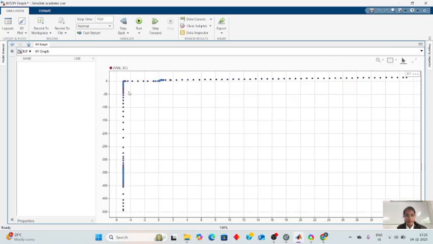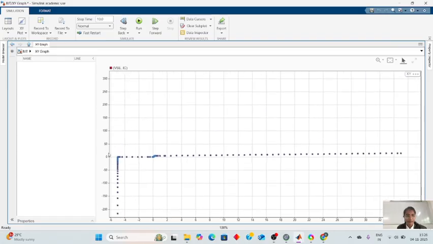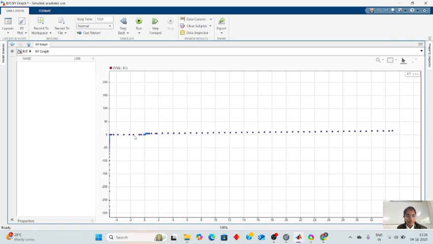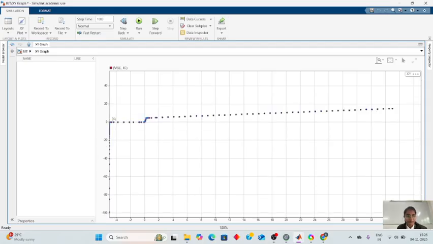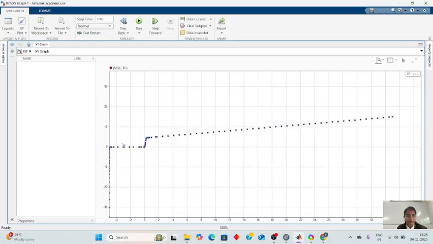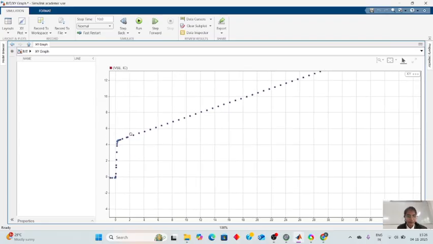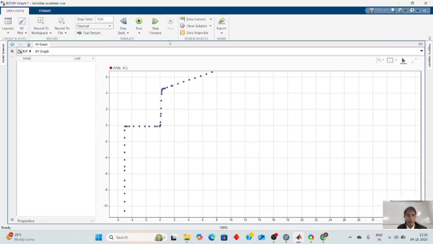So this is our graph. As we have given the slope, here, as you can see, this is our graph. Okay, thank you.